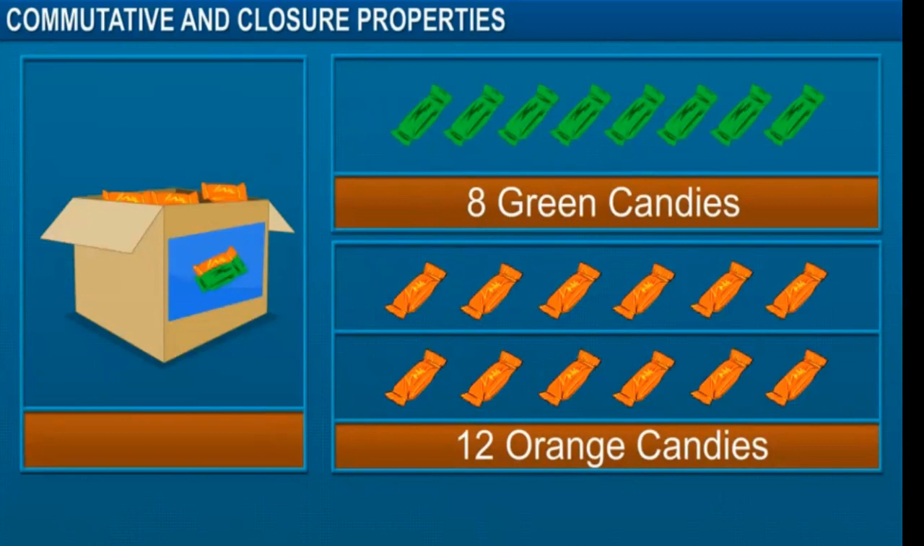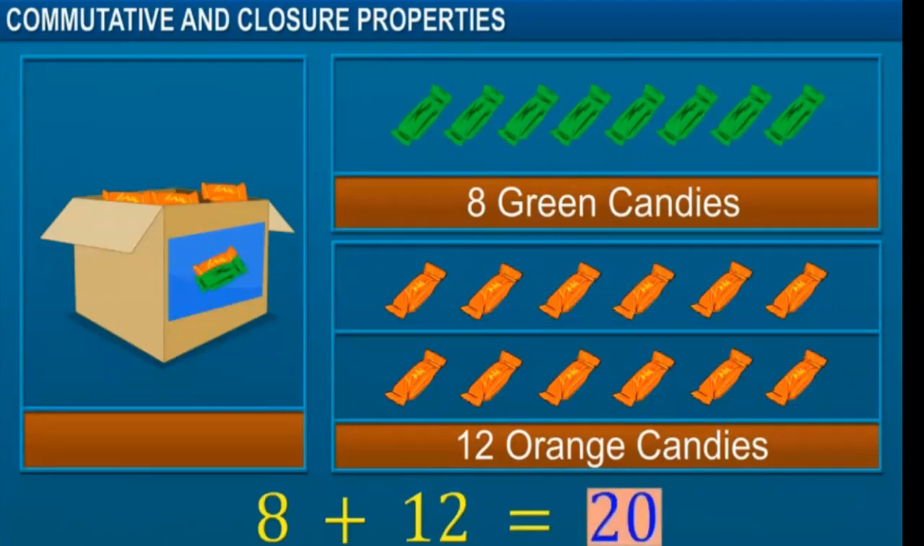Let's add the green candies to the orange candies. That is 8 plus 12, which is equal to 20. Thus, the total number of candies is 20.